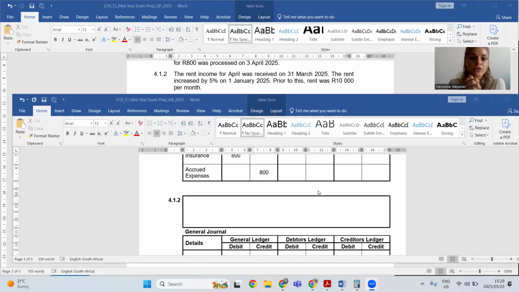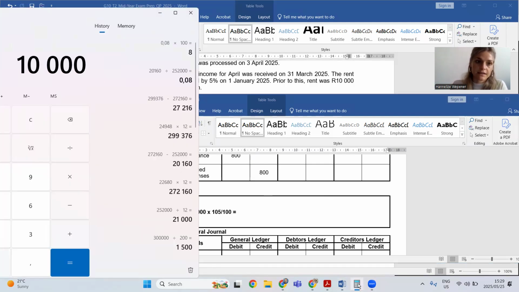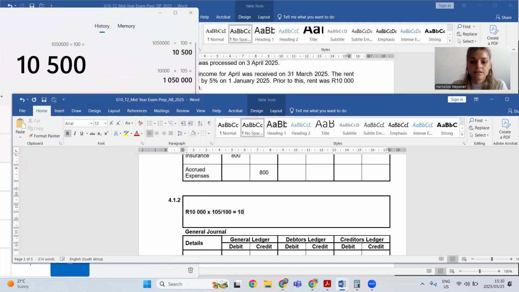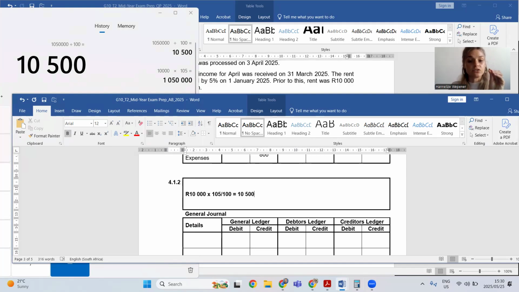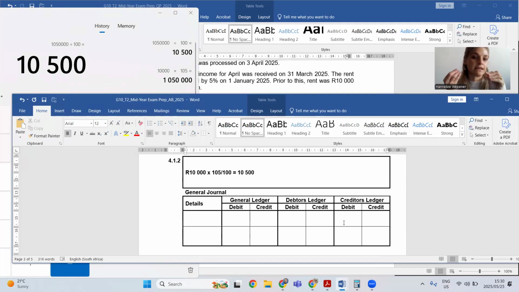Right. So the rent income that I received in March for April was the increased amount, so increased by 5%. Prior to this increase, the rent was 10,000 Rand per month, which means that I now need to go and calculate what was my rent after the increase. So 10,000 Rand prior to the increase, add to that my 5%, and that was 10,000 times 105 divided by 100, so 10,500. So I now need to remove it from my rent income account.